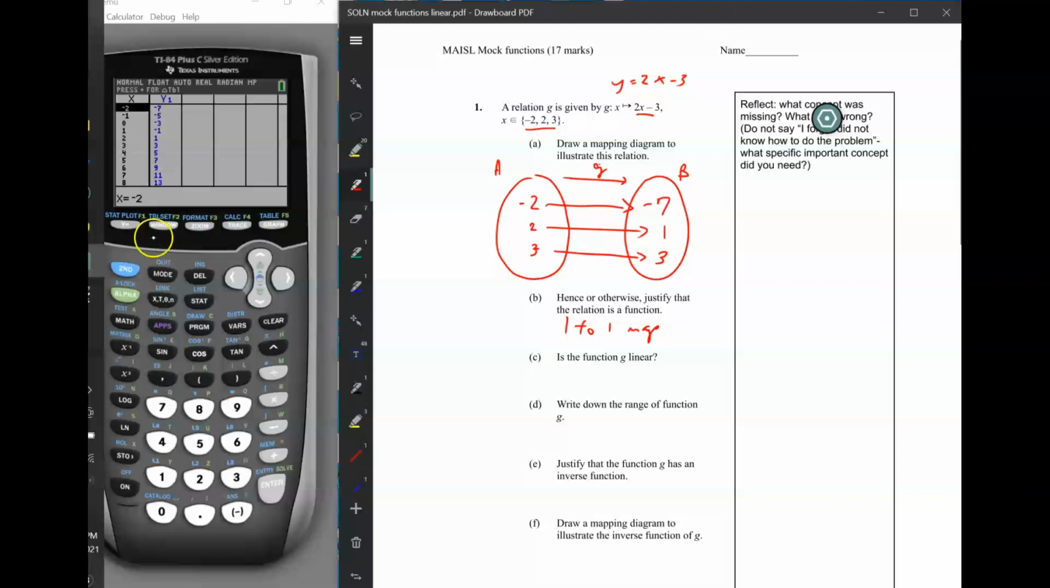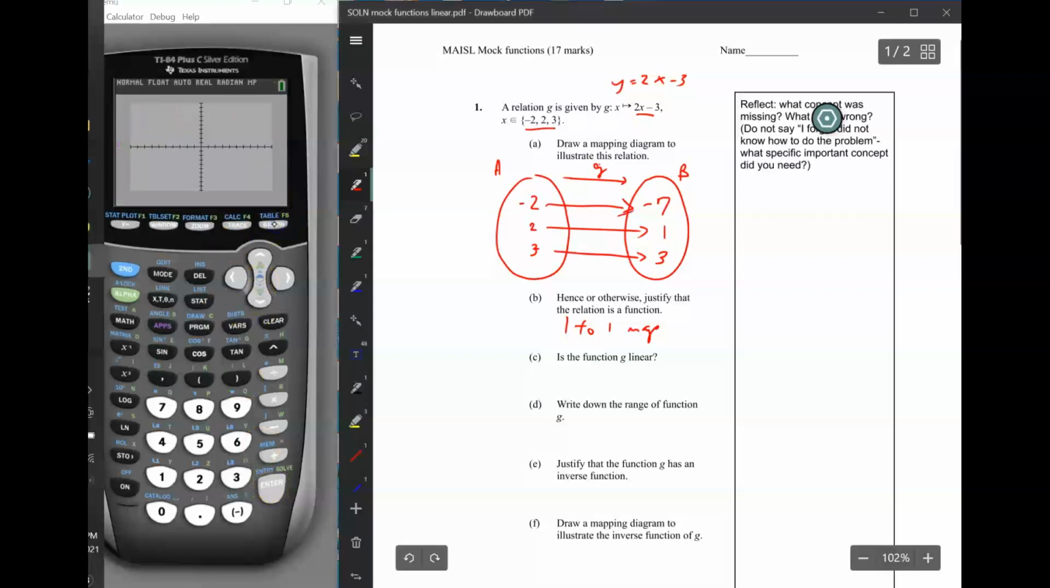Another way you could do it is you could go to stat edit and put in the ordered pairs here: -2, -7; 2, 1; and 3, 3. Then I'm going to turn off this function by toggling the equal sign. I press enter on top of the equal sign and it won't graph it anymore. And then I'm just going to graph these values here. Let's see if they graph.